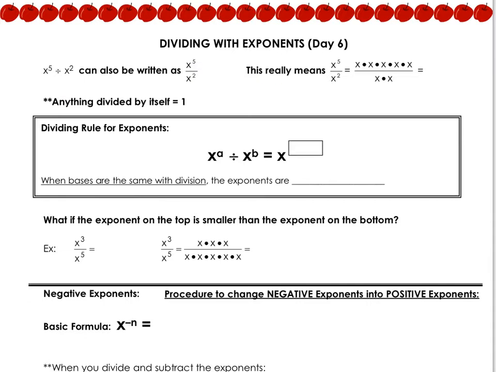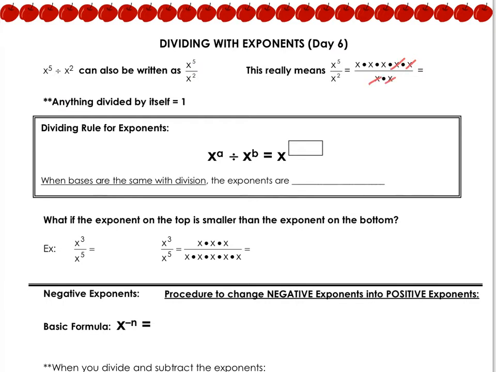This really means if we were to expand it out, we would have x to the fifth written as x 5 times. X times x times x times x times x. X squared is x times x. If we look at this, well, we know anything divided by itself is 1. So where we see an x on the top and an x on the bottom, we can cancel those things out. So this x would cancel with, say, this x, and this x would cancel with, say, this x.